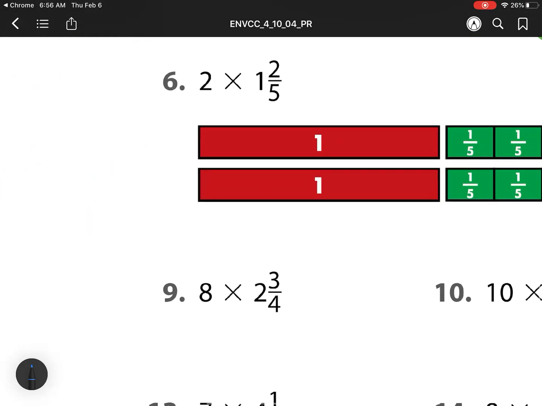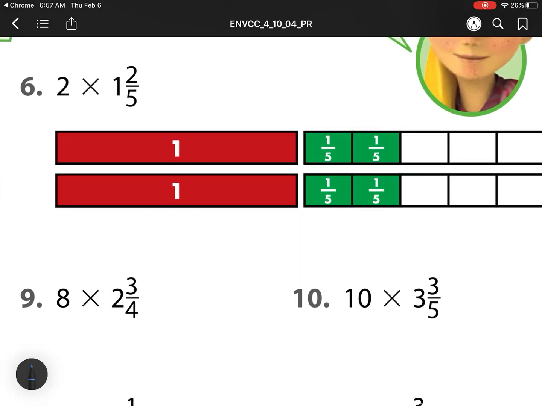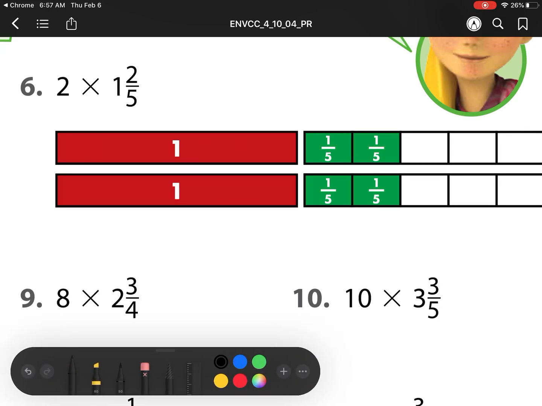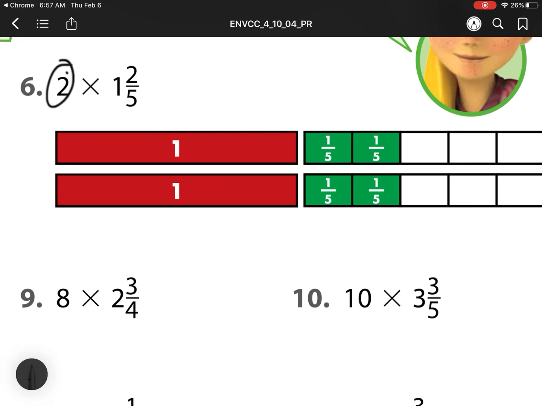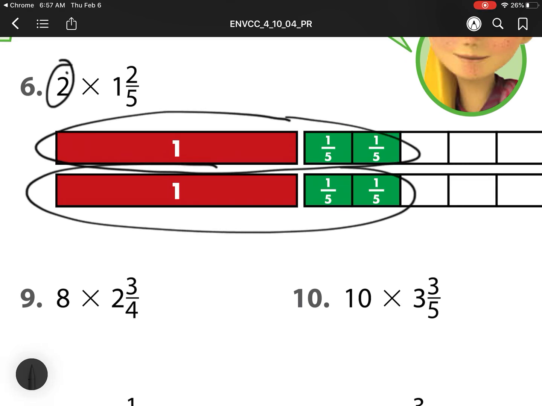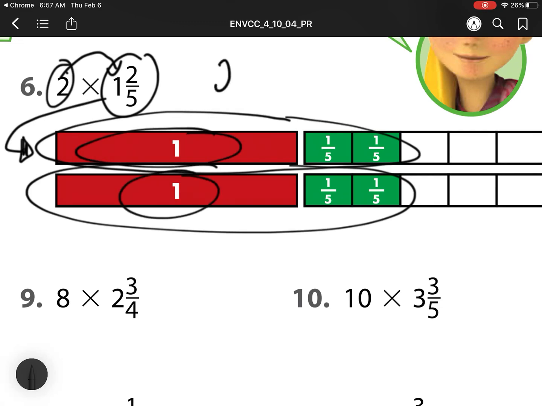Heading off to number 6, we have 2 times 1 2/5. So again, we have this issue of this is our number of groups. We have two groups, but this time they have the groups separated like this. And then this is our group size, 1 2/5, which we see right here. That's how big one group is. So we're going to again multiply our whole numbers together. So we have 2 times 1, which my model shows me is 2 groups. So 2 times 1 is 2.